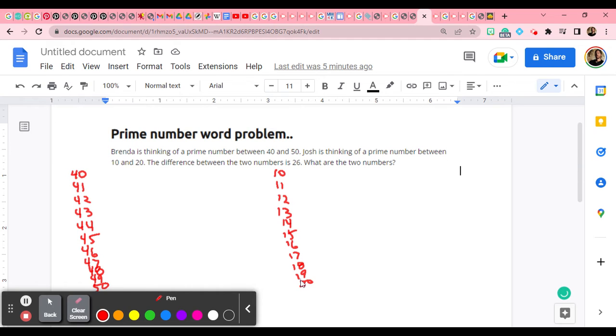First thing we want to do is figure out, are these numbers prime or composite? Remember, if it's prime, we can only multiply 1 times the number to get to it. Otherwise, it's composite. So, for example, 40. I know that I can multiply 1 times 40, but I can also multiply 2 times 20.